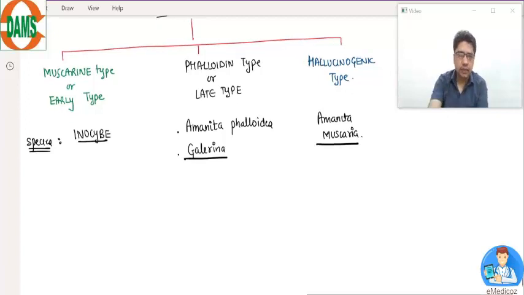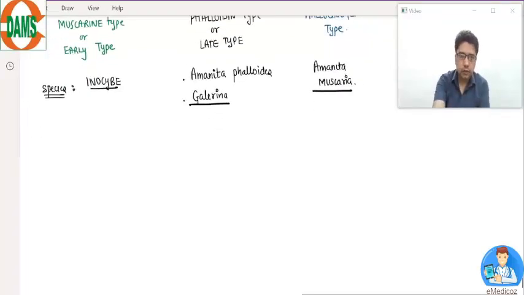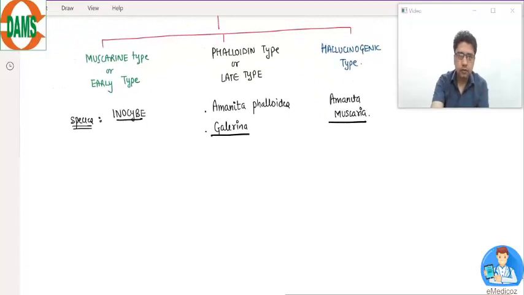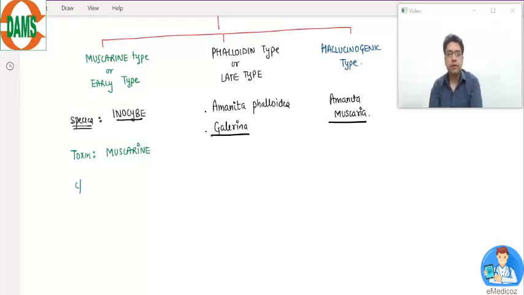Okay, let's see what happens. What is the toxin here? The toxin which is present in this mushroom is muscarine. And what is the clinical feature? If you remember, muscarine was a parasympathetic alkaloid. It's a parasympathetic drug. So this muscarine will increase parasympathetic activity.